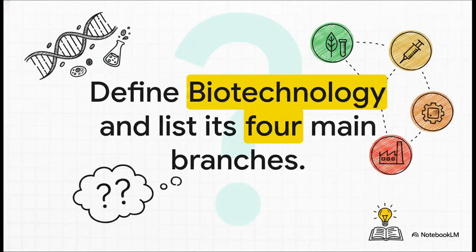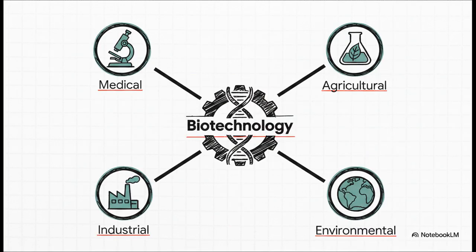Define biotechnology and then list the 4 main branches you need to know from the curriculum. Take a second. Formulate that answer in your head. What is it and what are the 4 types? So how'd you do? The definition is pretty much using living systems and organisms for technological purposes. And those 4 branches you absolutely need to remember are medical, agricultural, industrial, and environmental. Gotta know all 4 for the exam.